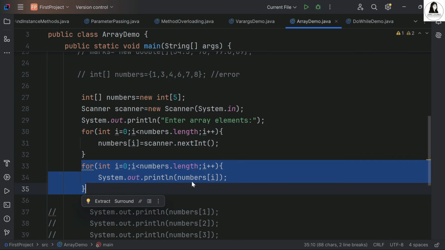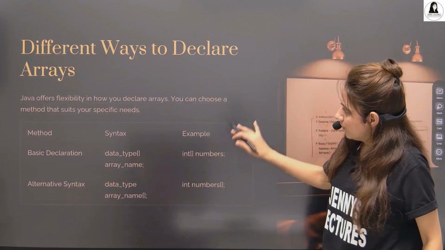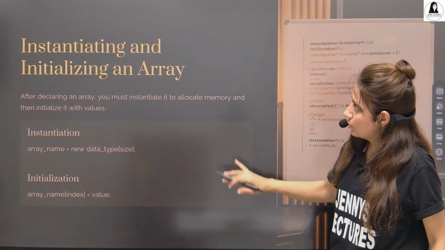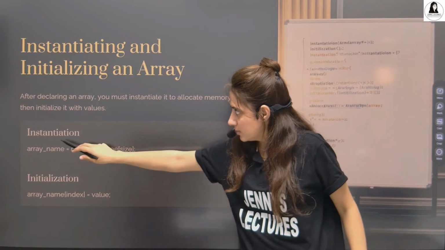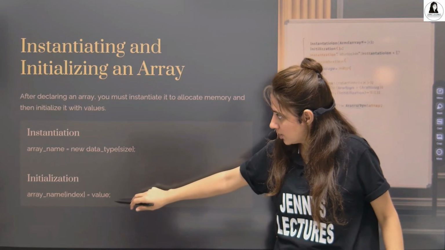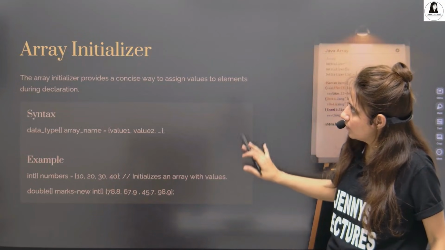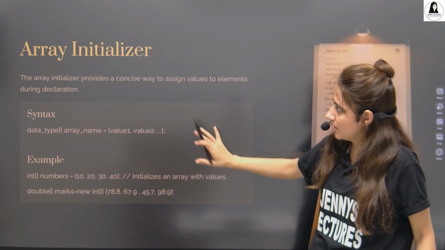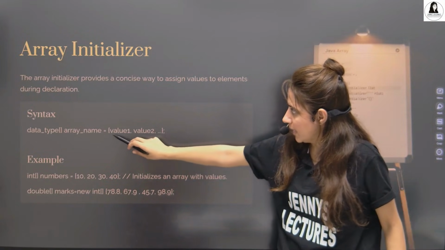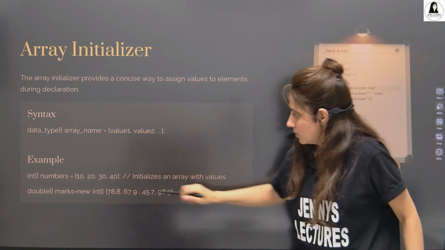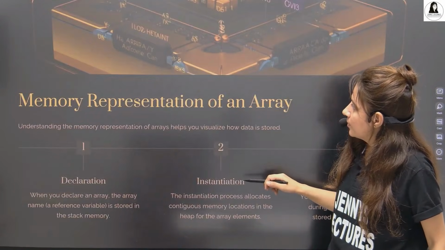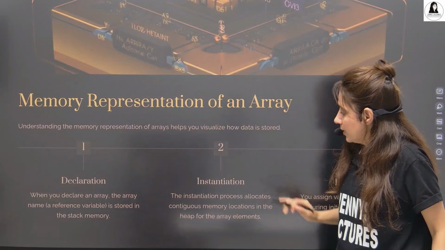Now let me show you the memory representation of this array. We have covered different ways to declare an array. I have also told you how to initialize an array. This is instantiation of the array like this, and initialization of the array something like this. This we have seen practically. I have also told you what an array initializer is. So like this, we are initializing this array with this. Now, the memory representation of an array.